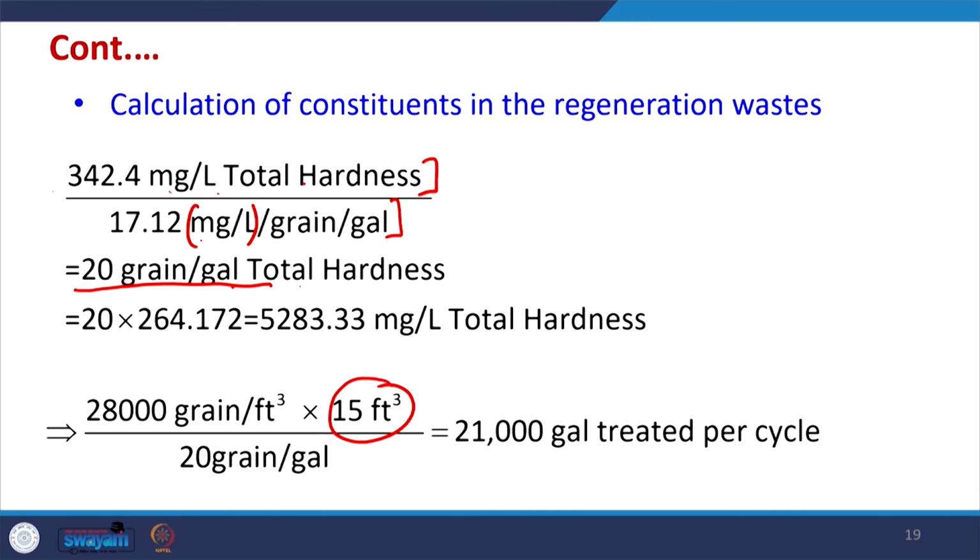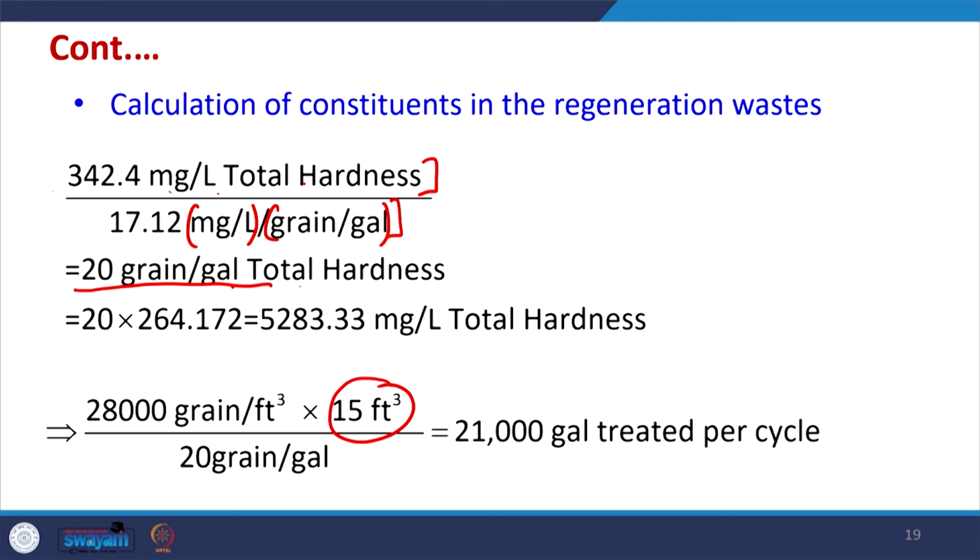And here, 17.12 milligram per liter is equal to 1 grain per gallon. So, this is known to us. Using this, 342.4 milligram per liter total hardness is equivalent to 20 grains per gallon total hardness. Now, this is known to us.